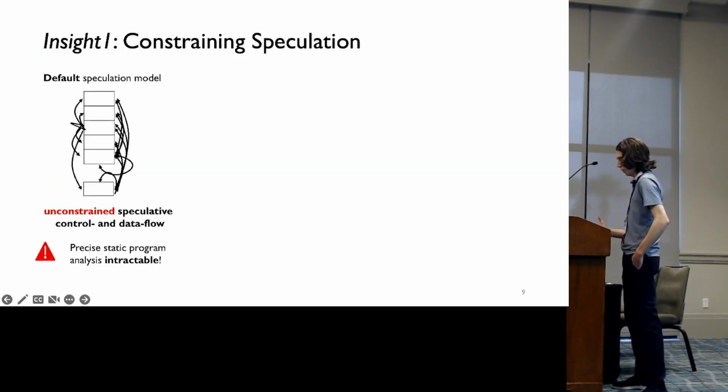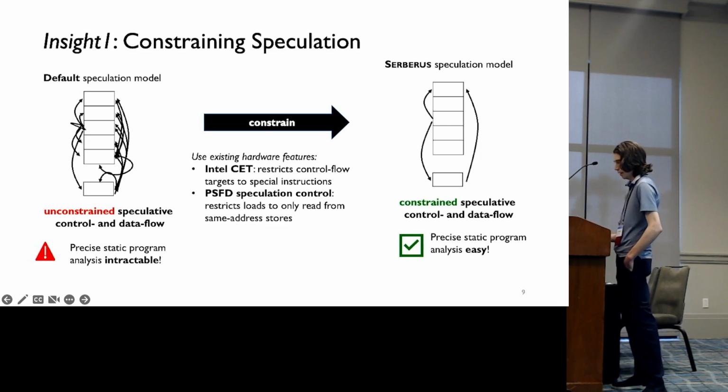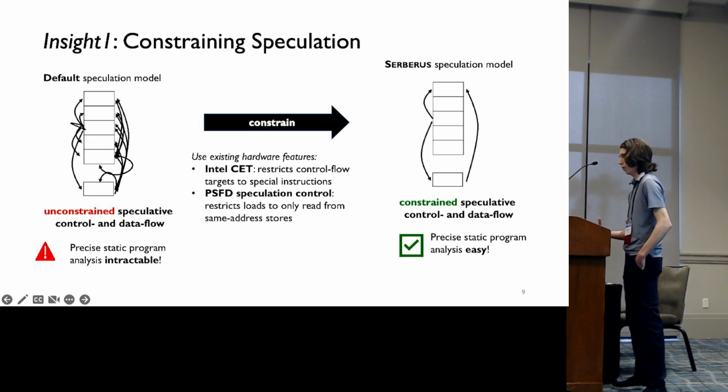Okay, so first, constraining speculation. So Serberus relies on static analyses, but processors by default exhibit unconstrained speculative control and data flow, which makes it impossible to do this analysis. But our key insight is that we can constrain speculative control and data flow just enough using existing features on x86 processors to enable these analyses while exhibiting almost no runtime overhead. So specifically, we're using Intel CET, which restricts the control flow targets to special instructions in the program, and PSFD, which is a speculation control that only allows loads to read from prior same address stores.